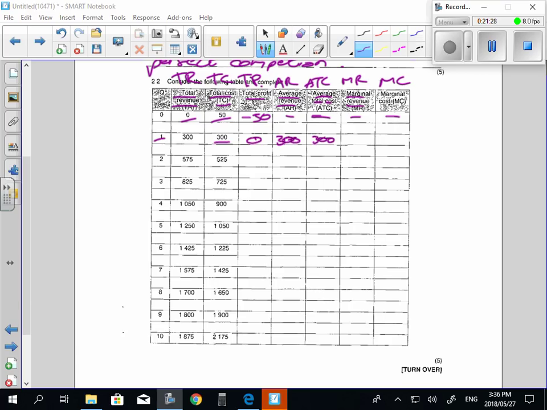To calculate your marginal revenue, it's change in total revenue divided by change in quantity. But because your quantity increases by 1 unit each time, you can ignore the change in quantity. So it's just change in revenue. We went from 0 revenue to 300, which means our marginal revenue is 300. Our marginal cost, on the other hand: total cost was 50, then for the first unit it was 300. So the marginal cost is 250. Marginal cost is change in total cost, and the change in total cost is 300 minus 50.